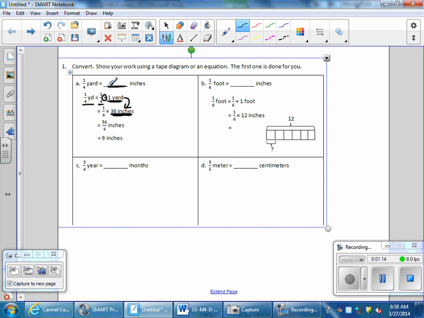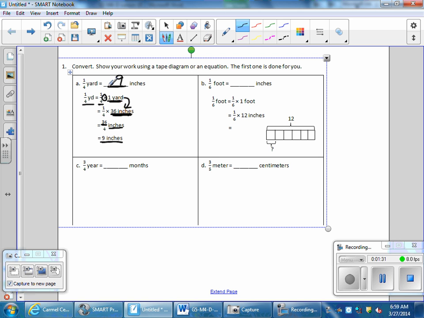They took a little bit of a shortcut to get to the next step, but you would take the numerator 1 times your whole number 36 and divide by your denominator of 4. 36 divided by 4 is 9 inches.